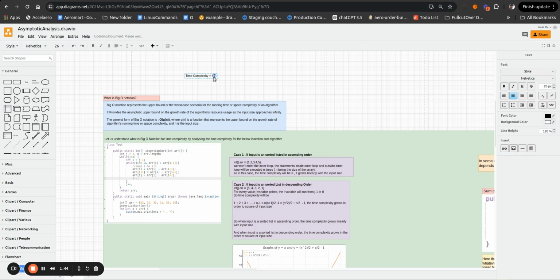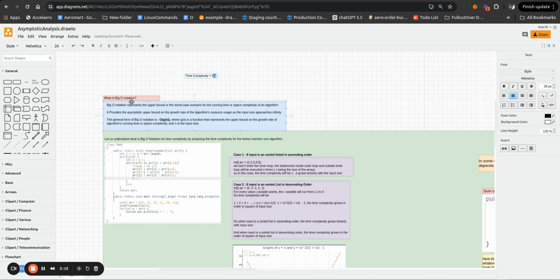Calculating time complexity and space complexity allows us to analyze the efficiency of multiple algorithms and choose the right algorithm for our computational problem. This expression of time complexity and space complexity in terms of input size gives rise to the concept called big O notation.